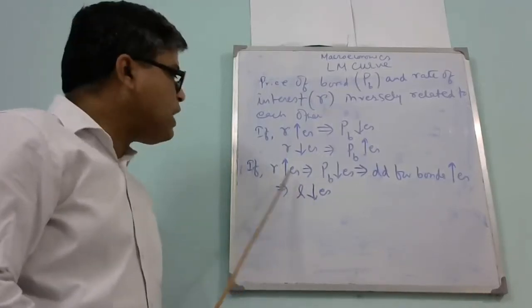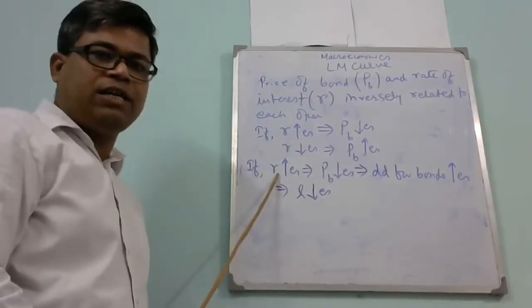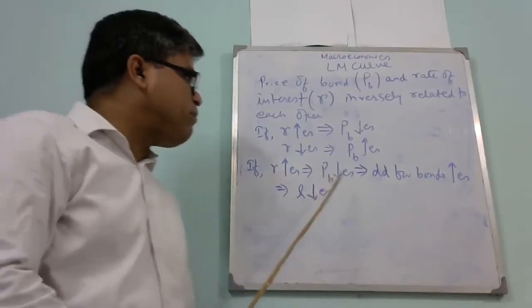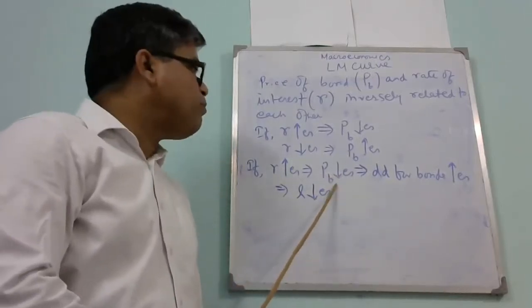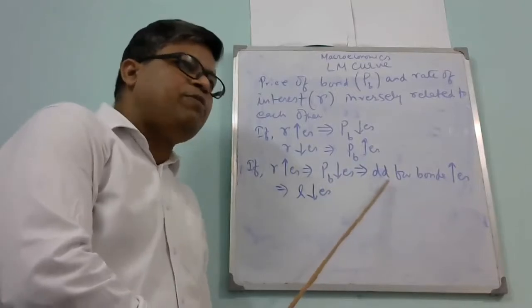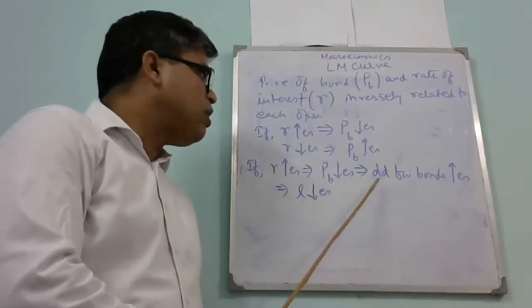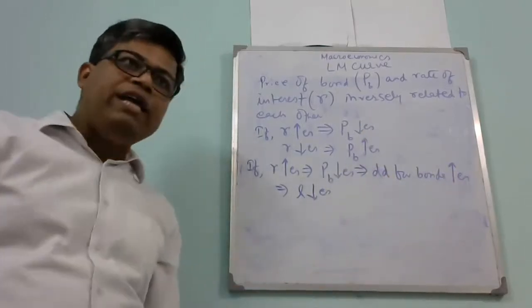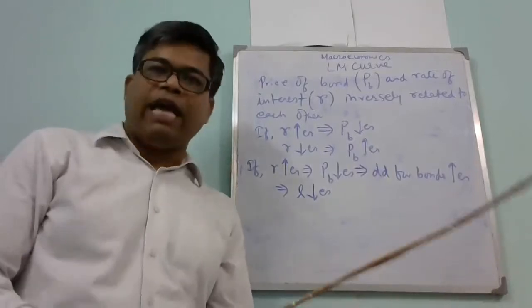Now once again, if this is opposite, suppose R decreases. If R decreases, then the price of bond increases. If the price of bond increases, then the demand for bonds decreases. If the demand for bonds decreases, so people are not willing to buy the bond, then they would like to hold their asset in idle cash balance.